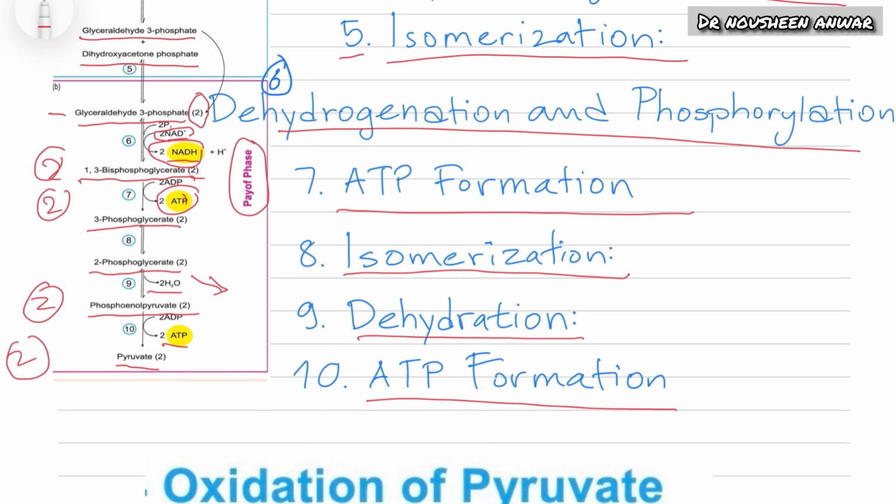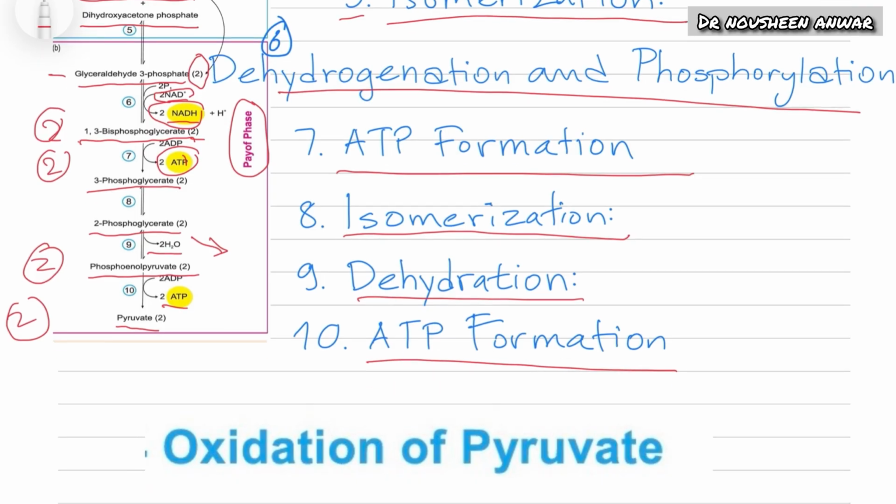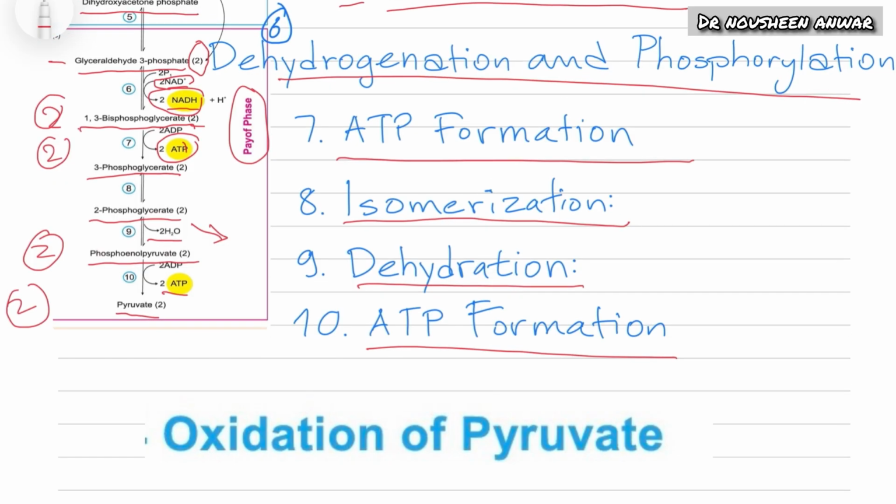So this is the process of glycolysis. This is a 10-step process. At the end of the process, we will get from the glucose pyruvate, two molecules of ATP and two molecules of NADH. Two molecules of water are also removed. So this is the process. Now this whole process occurs in the cytoplasm.